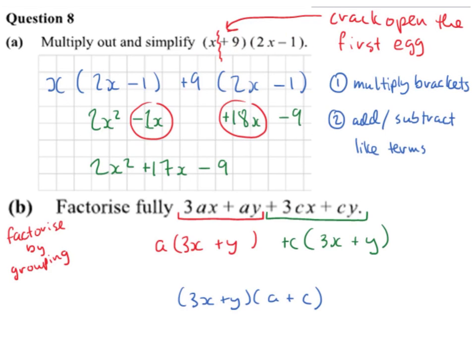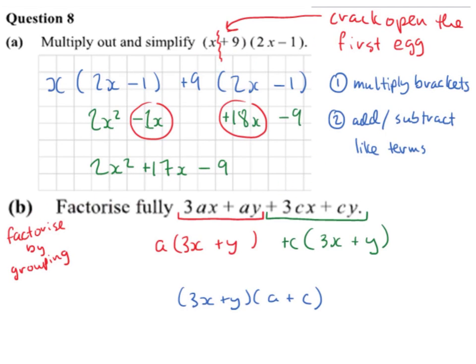We're going to bring down the plus 9 and again stick it onto the second egg, which we did not crack open. Then we multiply out the brackets. X by 2x is 2x squared, x by minus 1 is minus 1x, 9 by 2x is plus 18x, 9 by minus 1 is minus 9. Then we're going to add or subtract the like terms. So 2x squared comes down here because there's no other x squareds. Minus 1x plus 18x is 17x. And then we bring down the minus 9. And that's our answer. And here we have a quadratic equation, which is a U-shaped graph.